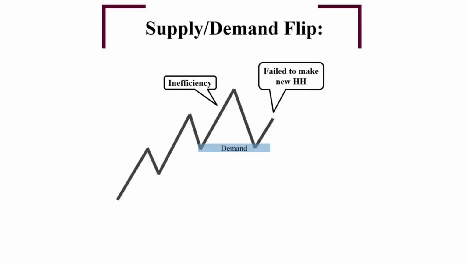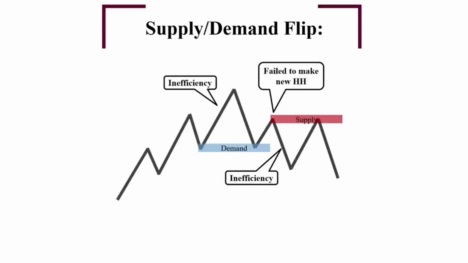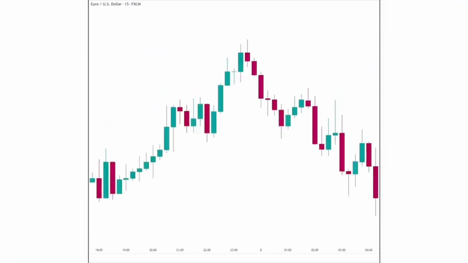Instead of creating a higher high, it broke through the last demand zone with an impulsive move, leaving a supply zone behind. Price retested the supply level, where we put our limit order and opened our position. Let's see a live chart example.